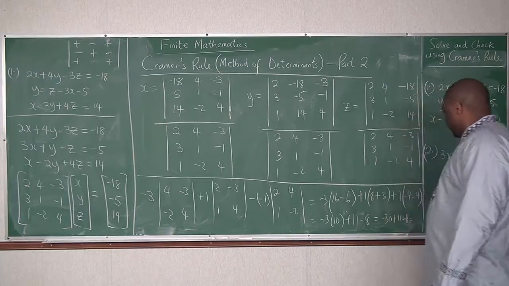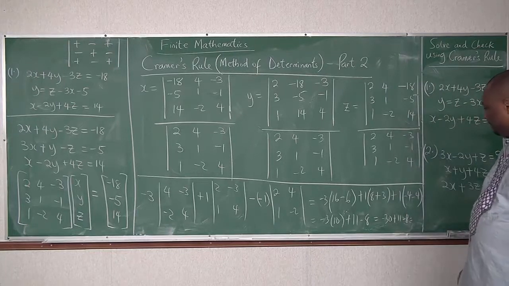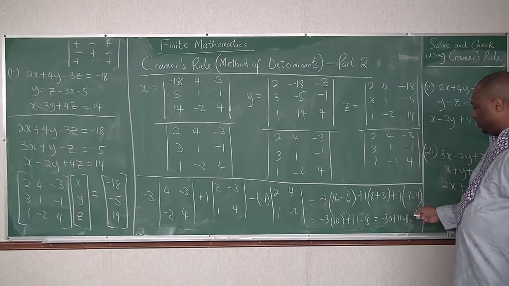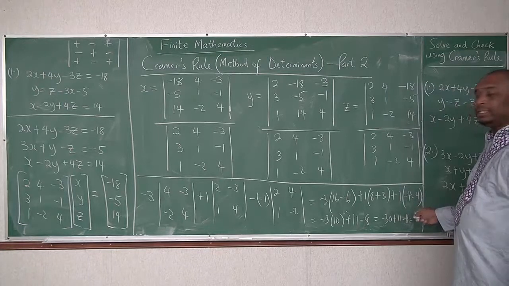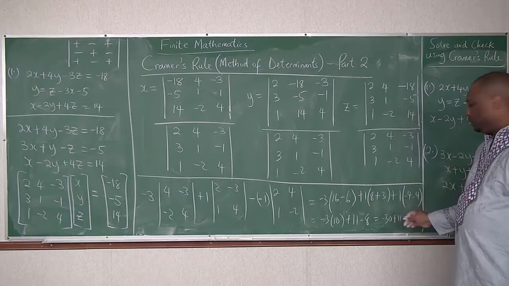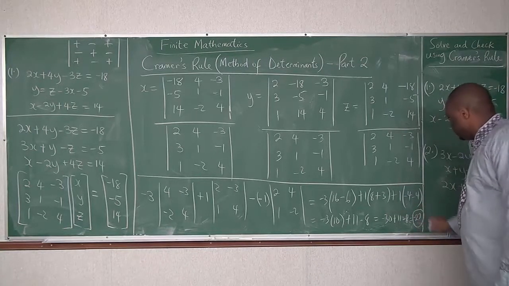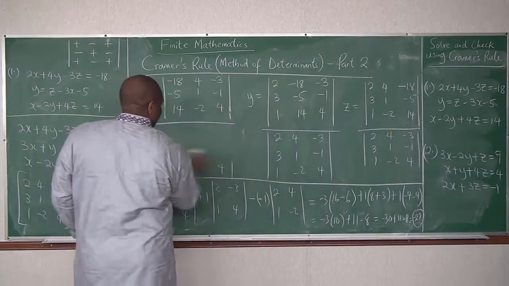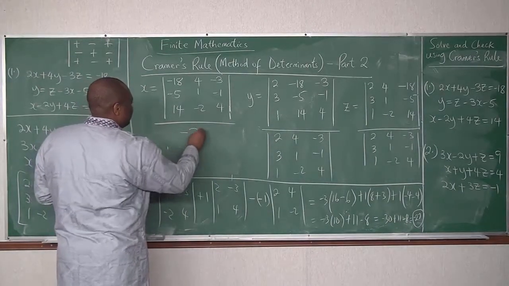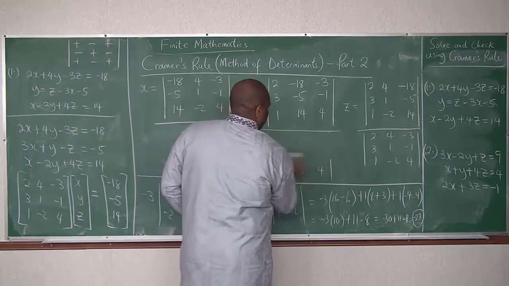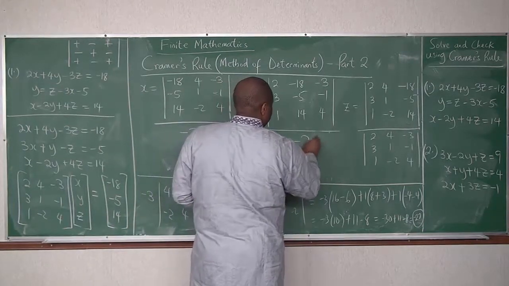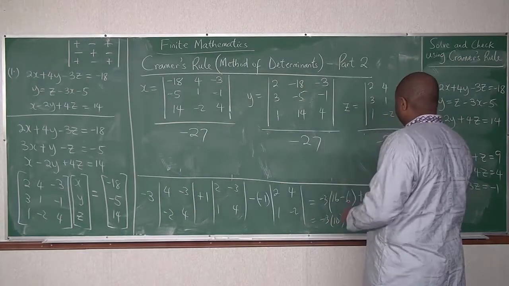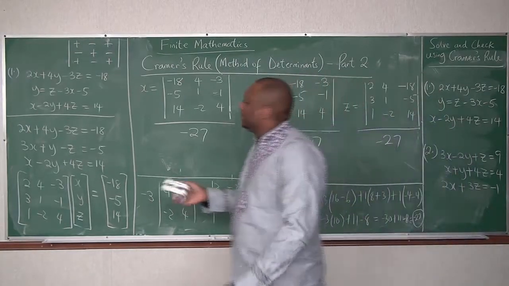What is the determinant, folks? Minus 30 plus 11 is what? Minus 19, right? Minus 19 minus 8 is minus 27. So the denominator is just minus 27. So I can come here and write minus 27 over minus 27 over minus 27 over minus 27. That's the nice thing about Cramer's rule. See? Nice thing about it.